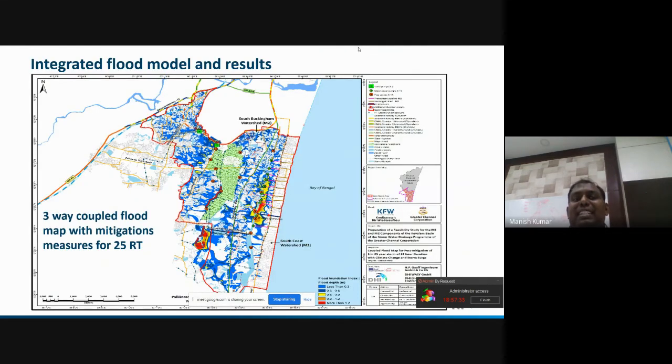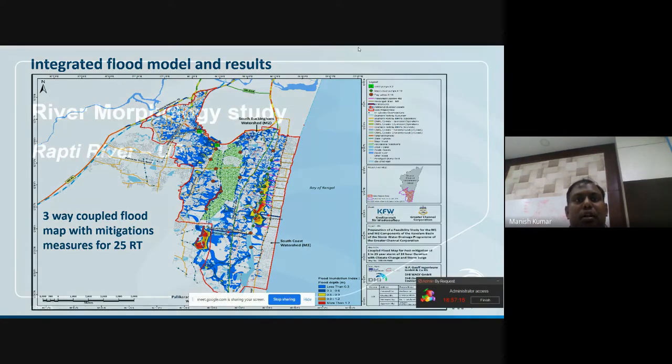If I talk about Chennai, here we are doing 3-way coupled flood modeling: coastal flooding, riverine flooding, as well as pluvial flooding. So this is another example.